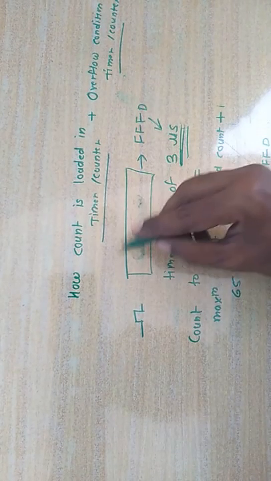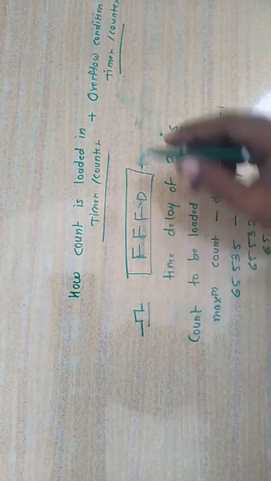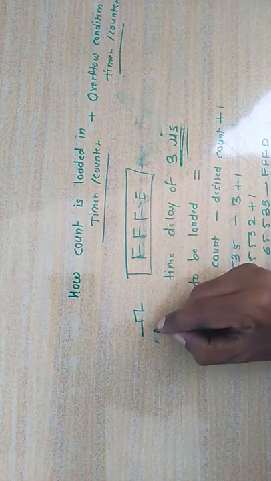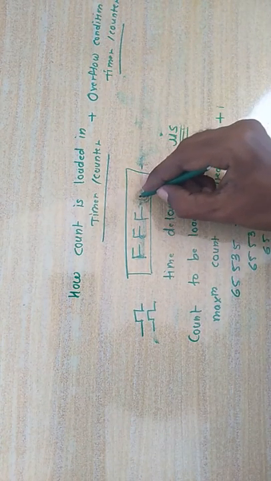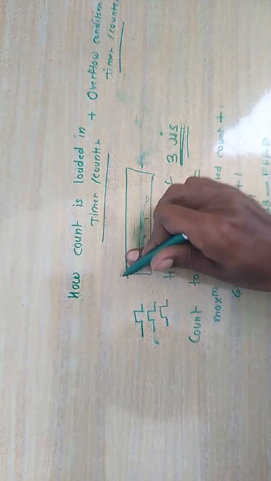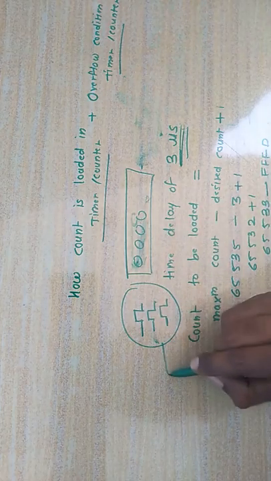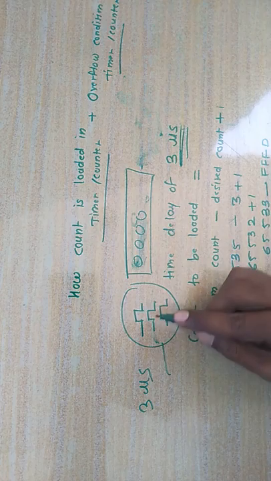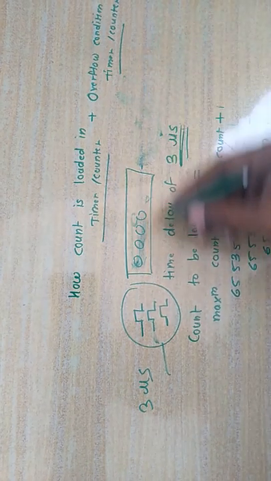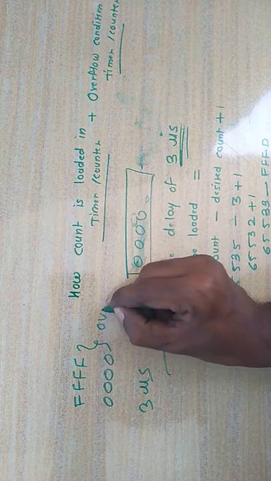Suppose now FFFD is loaded in the timer counter. On the first clock pulse it becomes FFFE, the D becomes E. On the second clock pulse, it becomes FFFF. And on the third clock pulse, it becomes 0000. So here I achieved a delay of 3 microseconds, as each clock pulse represents a delay of 1 microsecond. This particular condition of rolling back from the maximum count to the minimum count is called the overflow condition.